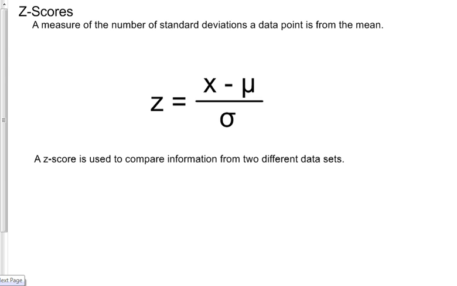So in this video we're looking at z-scores. Basically, a z-score is a comparison of a data point to the set that it comes from. So we look at the mean and we look at the standard deviation of that set. This is assuming that the set is a normal distribution.